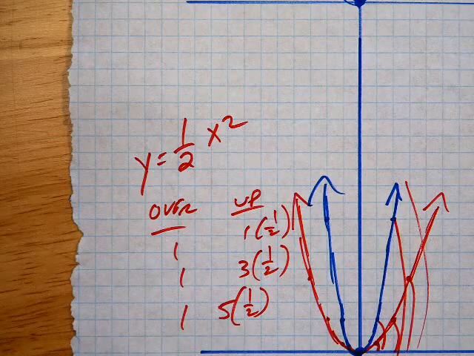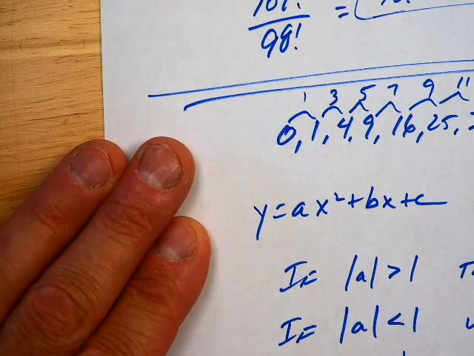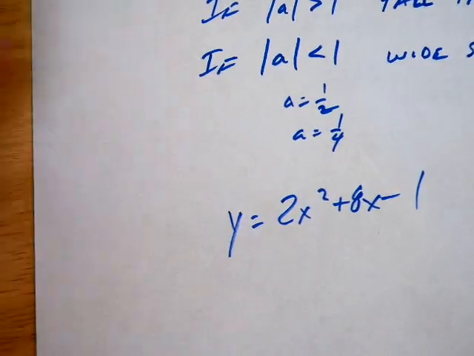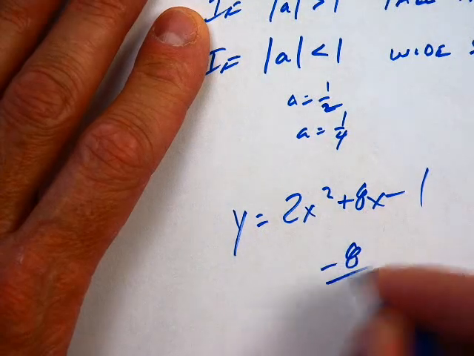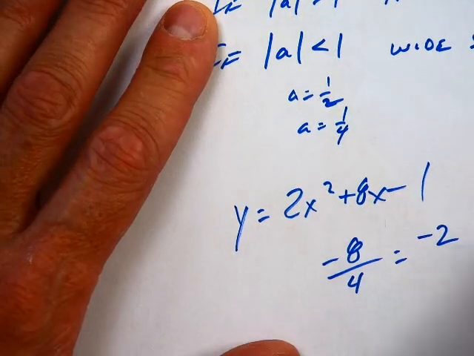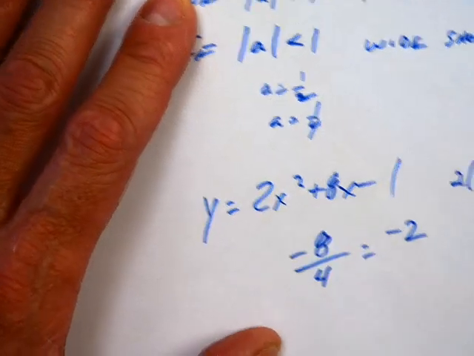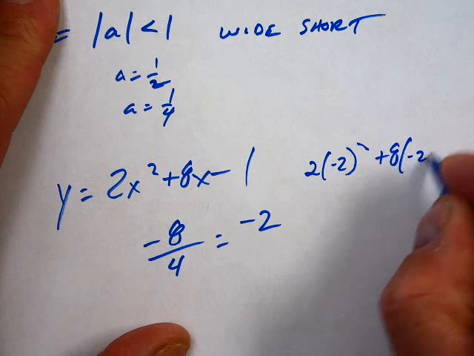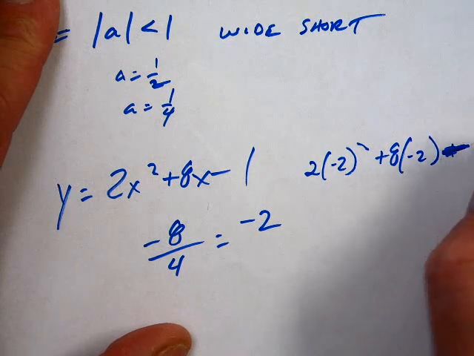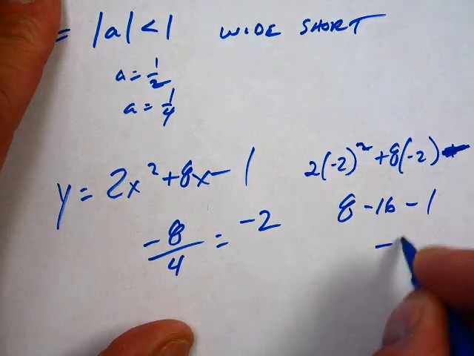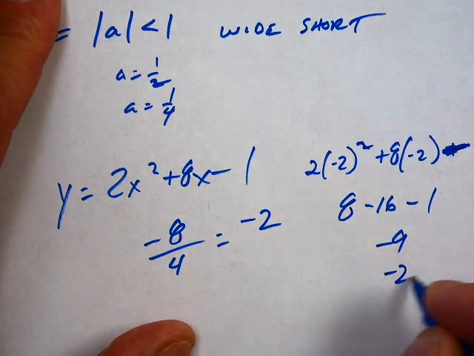Okay? So right now, if I would give you something like y equals 2x squared plus 8x minus 1, I really think it's going to be pretty easy for us to graph. Okay? With all that we know now. I go negative b over 2a, which equals negative 2, and plug in negative 2. So I'm going to go 2 times negative 2 squared plus 8 times negative 2 minus 1. So 8 minus 16 minus 1 gives me negative 9. So my vertex is negative 2, negative 9.